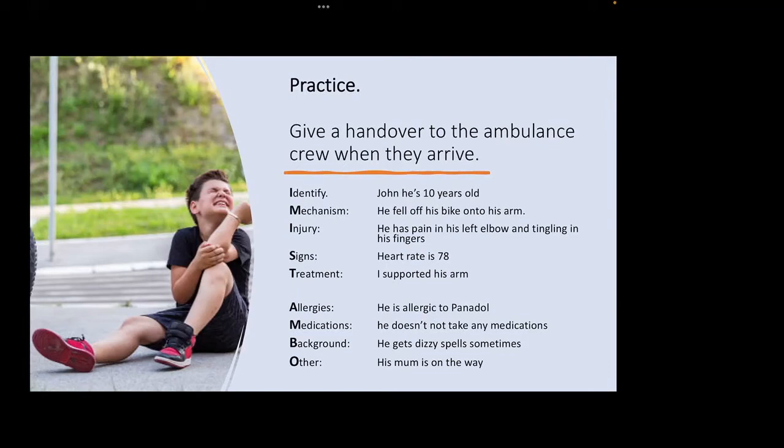The signs, well, all we have is his heart rate is 78, and you could have palpated his wrist to take that. It's about all you really could take, besides his GCS. The treatment is you supported his arm until the ambulance crew arrived.